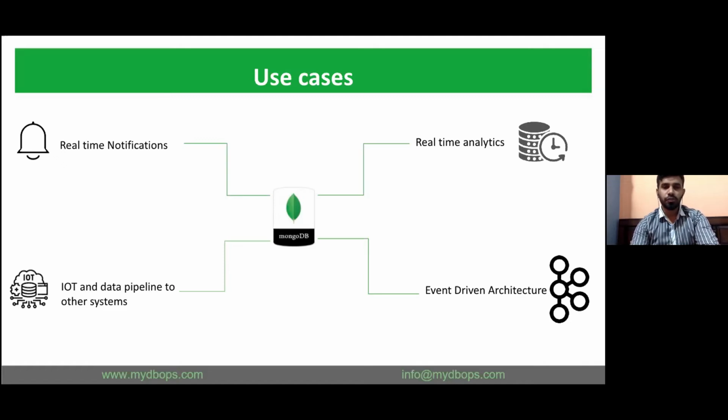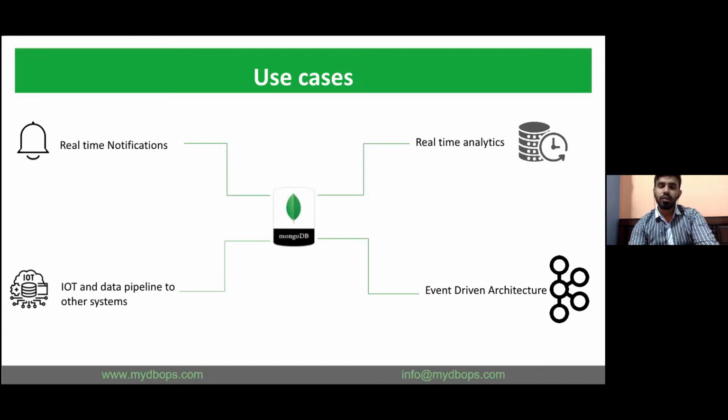What does real-time notification mean? For example, they have an architecture where they have to send notifications to their web apps or mobile. Change streams can be used in that particular architecture. And real-time analytics is a common scenario wherein you're using dashboards and system updated analytics. So you can use a change stream there.